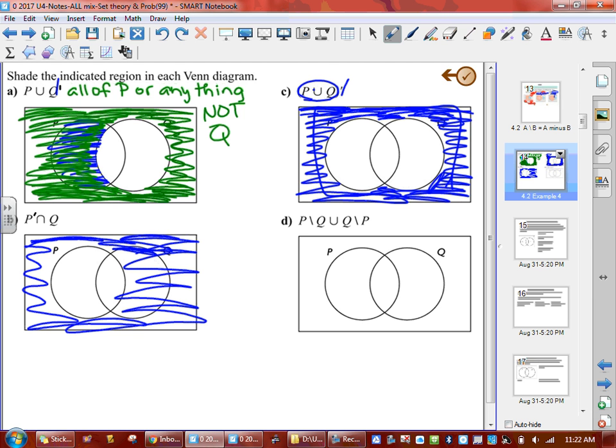Now we look for my overlapping shading. The overlapping shading is just the Q. So the only part you'd shade on this diagram is just the half moon of the Q. It's the double shading part here. Just the half moon of the Q.